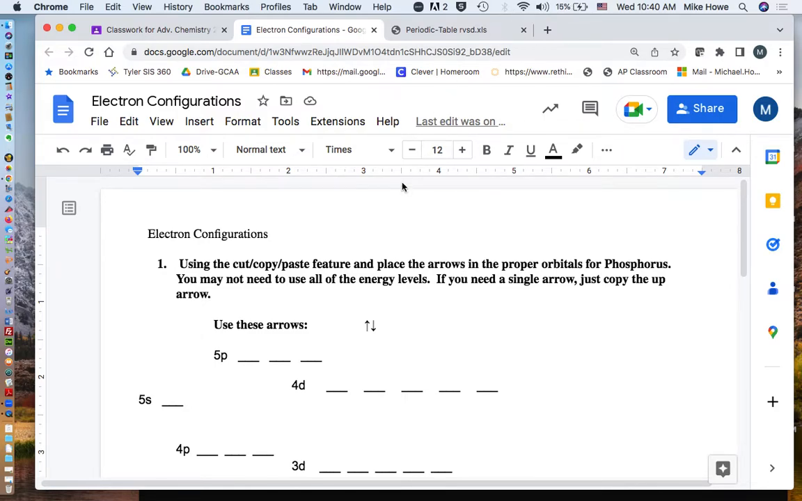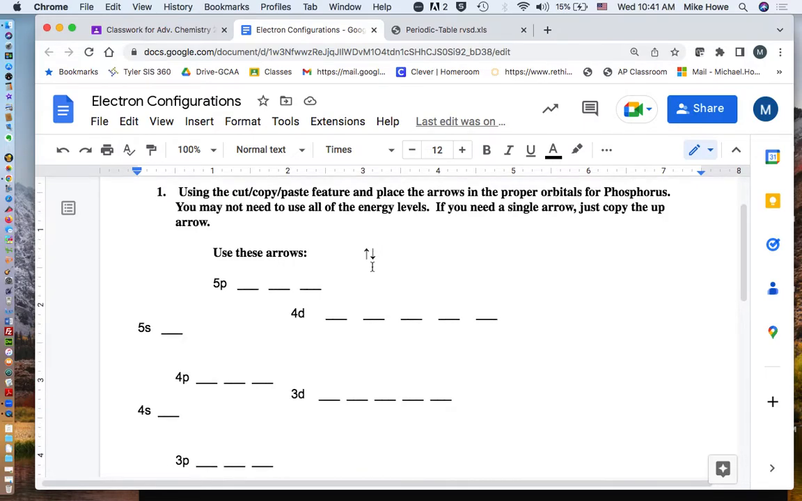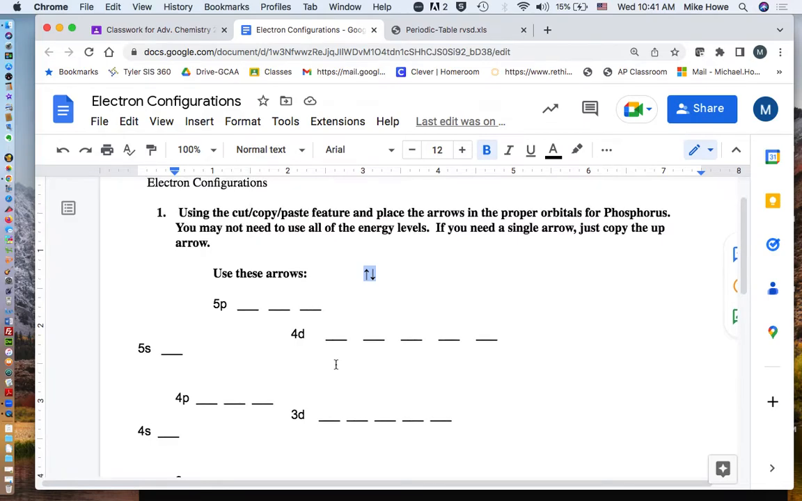So this is the atom test part 4. This won't take very long to go through, but let's talk about what we should have done on this. So the first thing I'm going to do is copy these two arrows, because I'm going to need to use those in the diagram down below.